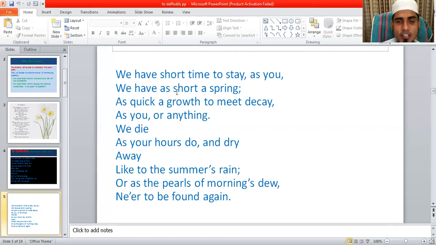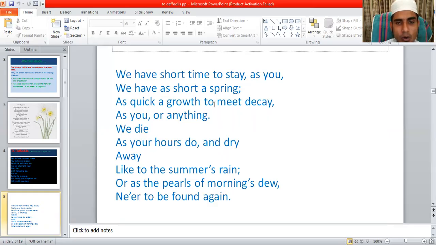You know, the spring is very much short. Youthful time of human beings is very short also. The spring season is very short also. So like spring, we also have a short time. Here he uses as, it is called simile. The literary figure is simile here.